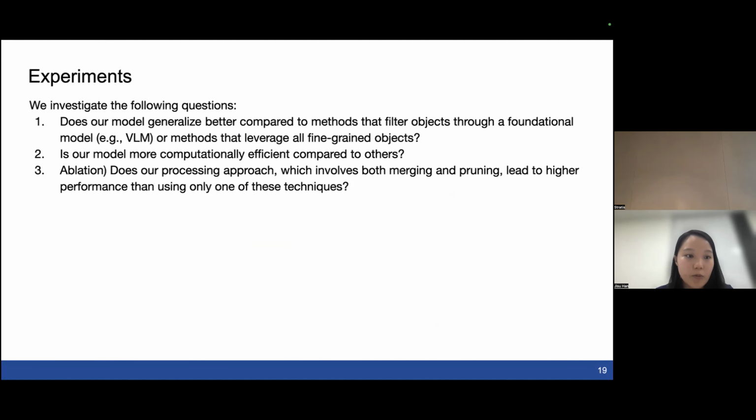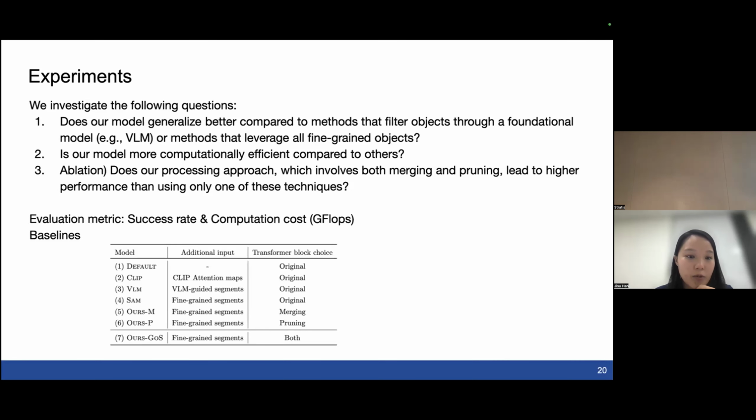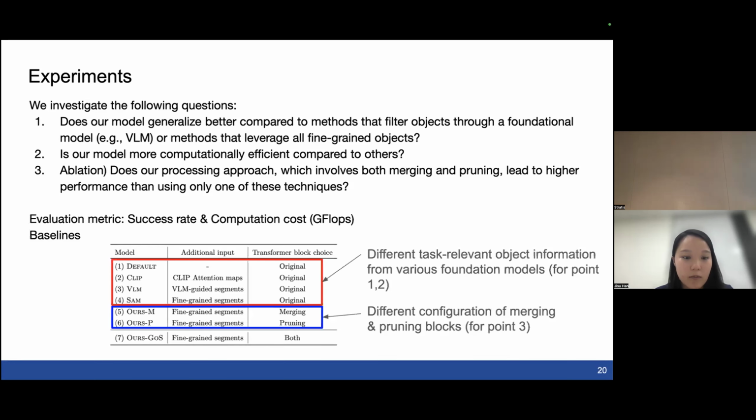So in the experiments, we want to investigate the following questions. Does our model generalize better compared to the models that do not use foundation models? Is our model more computationally efficient? Or do we really need both merging and pruning techniques? For this, we evaluate with the success rate and the computational cost. And the baselines consist of mostly two. First is the different task-relevant object information from CLIP or VLM. And we also utilize different configurations of merging and pruning blocks.